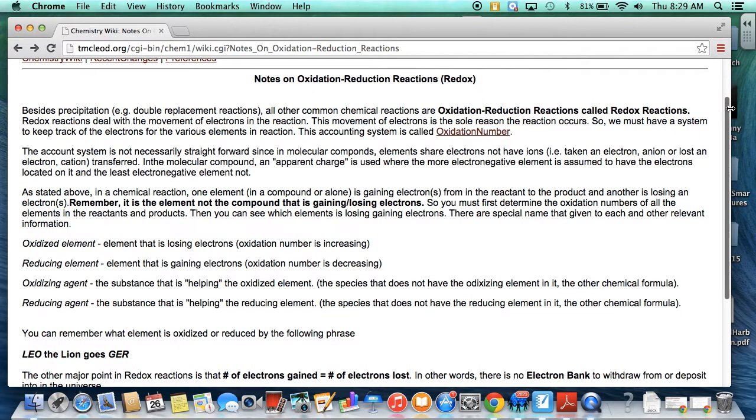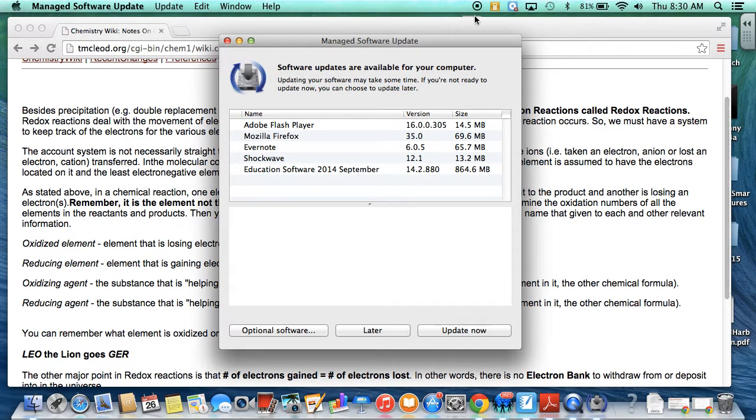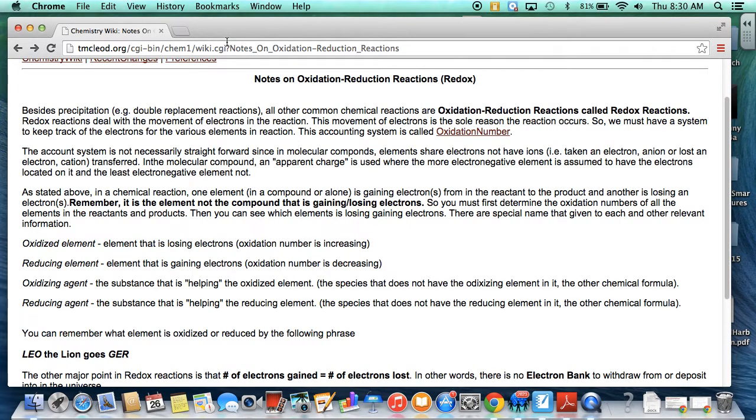And there's a memorization tool called Leo the Lion Goes Grr, because LEO stands for if the substance loses electrons, it's called oxidation. That substance would be called the oxidized element or substance. It loses electrons. GR stands for gaining electrons is reduction. So the substances that gain electrons are considered being reduced.